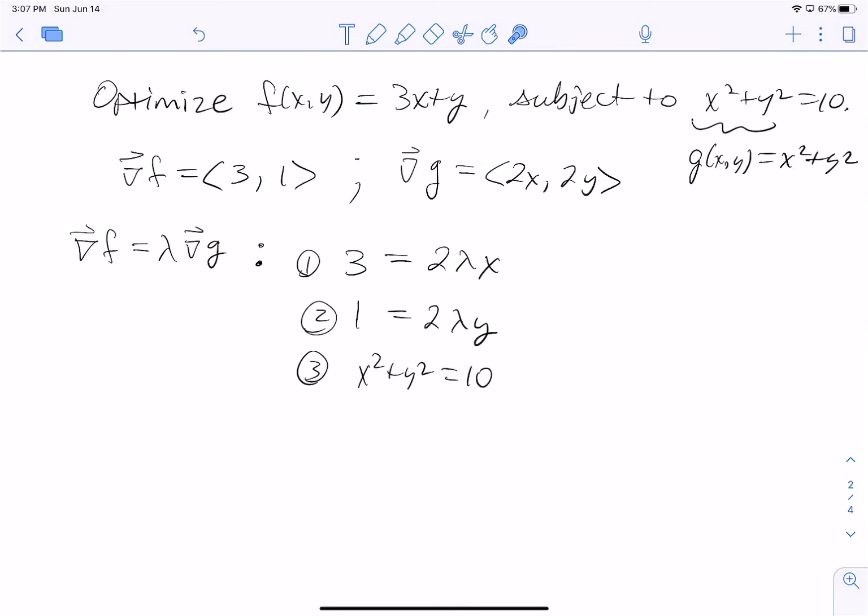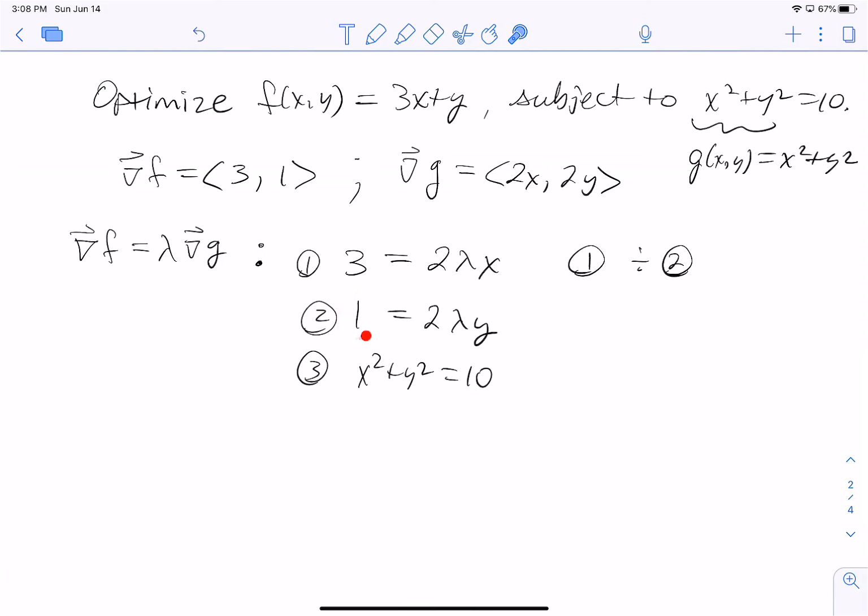The techniques for solving for x and y vary per problem. It depends on what you're looking at, so I can't give you a step-by-step. Sometimes what works is solving for lambda and then equating the results together from the first two equations. What I'm going to do this time is take equation 1 and divide it by equation 2. You may wonder, can you divide an equation by another equation? And the answer is yes.